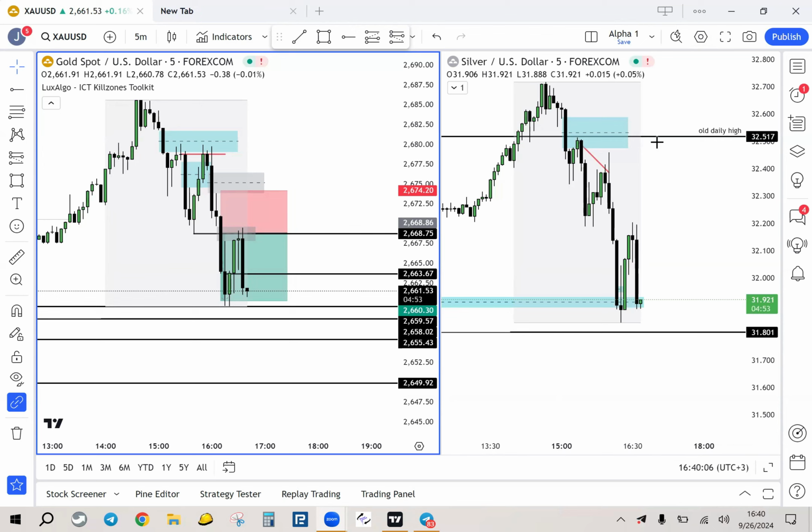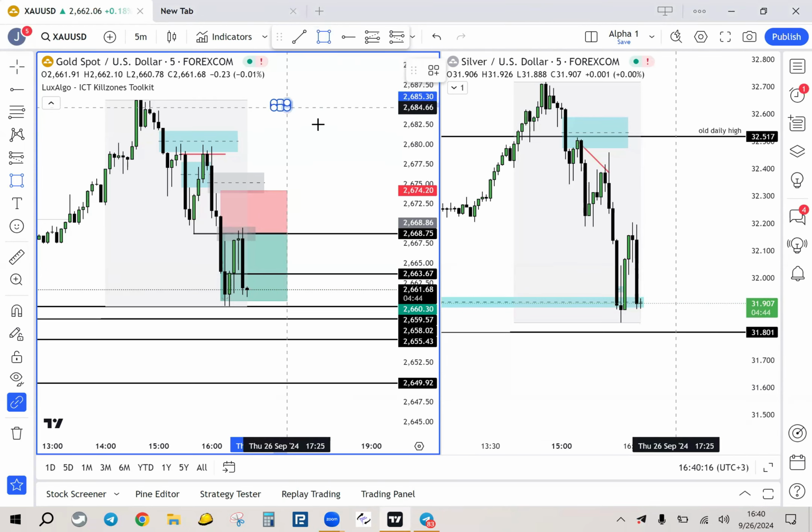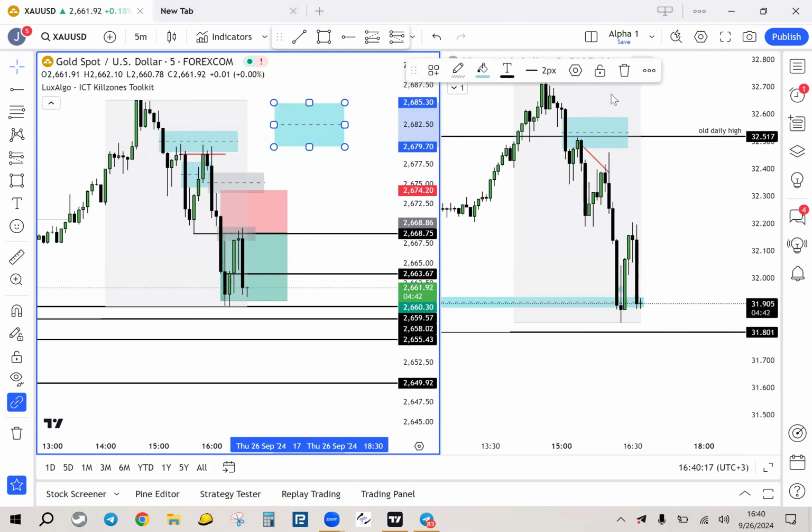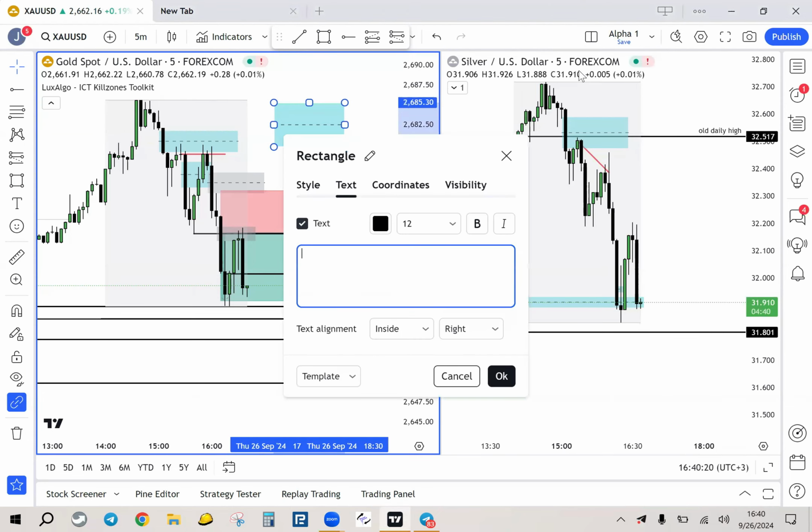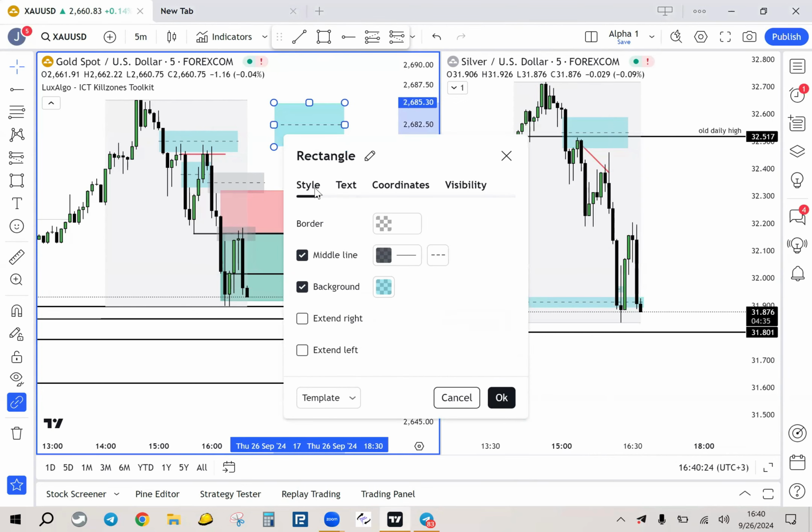Okay, Matt, I have a silly question. No question is silly, I hope. How do you add the dashes to the middle of the FVG in TradingView? Well, you just put the FVG and you have the settings in here, and on the style tab, you have this middle line and you have to tick it. And then you can say whether it's going to be line, dash, or dotted.